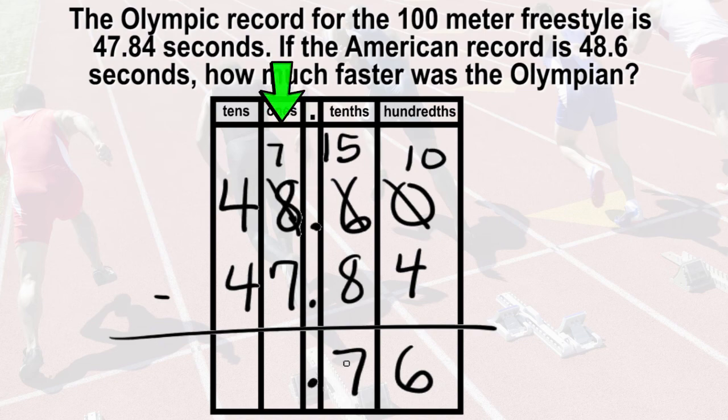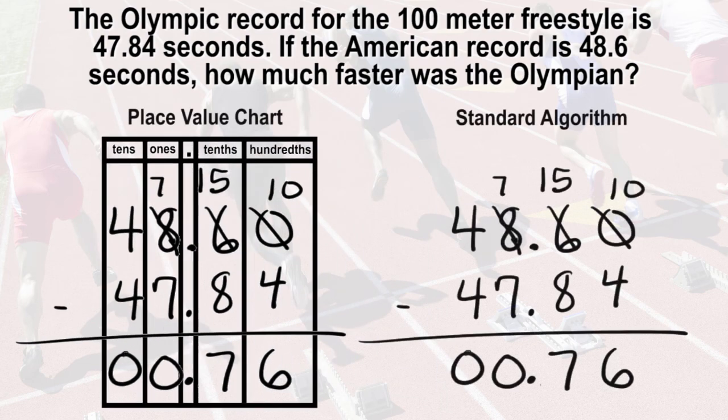Now we can subtract the ones. 7 minus 7 leaves me with no ones. And now we subtract the tens. 4 minus 4 is 0. So the final answer is 76/100. The American must improve his time by 76/100 of a second to match the Olympic record.